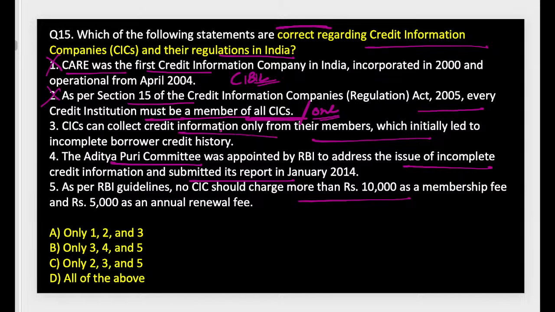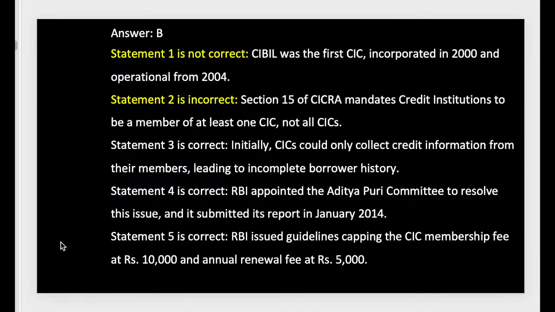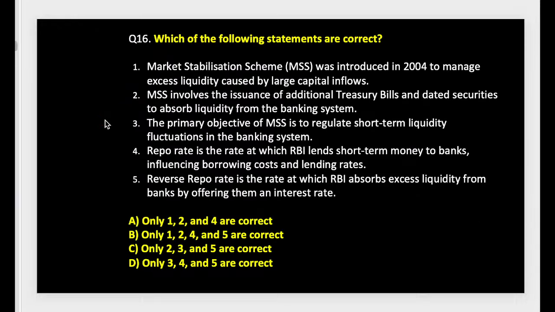CIC can collect information only from their members, which initially led to incomplete borrowers' credit history. Aditya Puri committee recommendations also, and this is also correct. So 3, 4, 5 means option B will be the right answer for this particular question. Very good, well done. Option B. Rani ma'am, where is it going wrong? Please do revise things, that will help you. Next one.